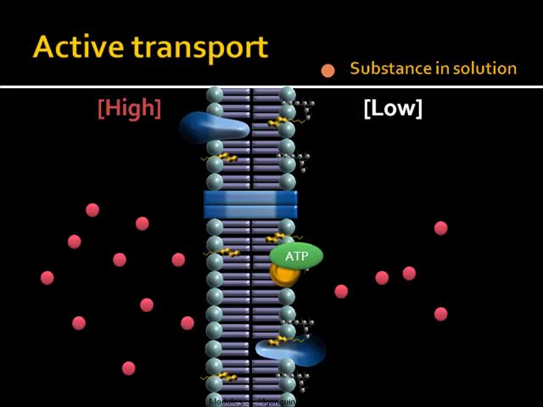In this example, a carrier protein is used to move a molecule from an area of low concentration to an area of high concentration with the aid of ATP energy.